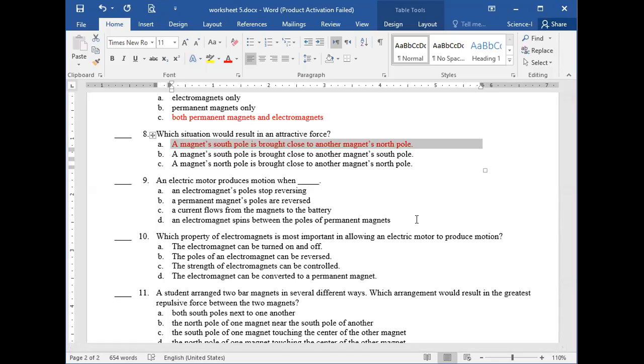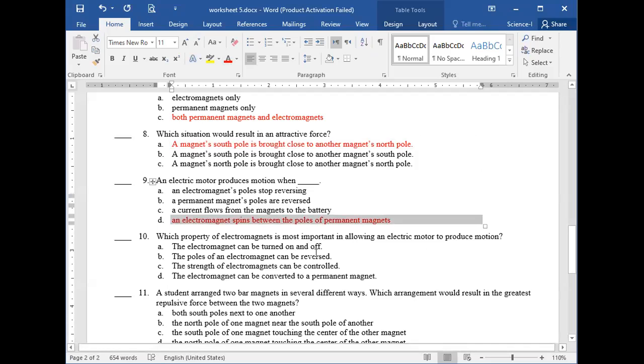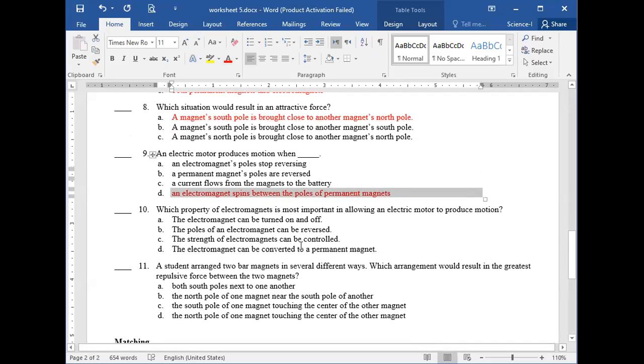Okay. So what will be the suitable choice here, Kinsey? Give one more trial. Okay, Reem. D. D, of course, when an electromagnet spins between the two poles of the permanent magnet, that's already produced motion. So question number 10, which property of an electromagnet is most important in allowing an electric motor to produce motion?